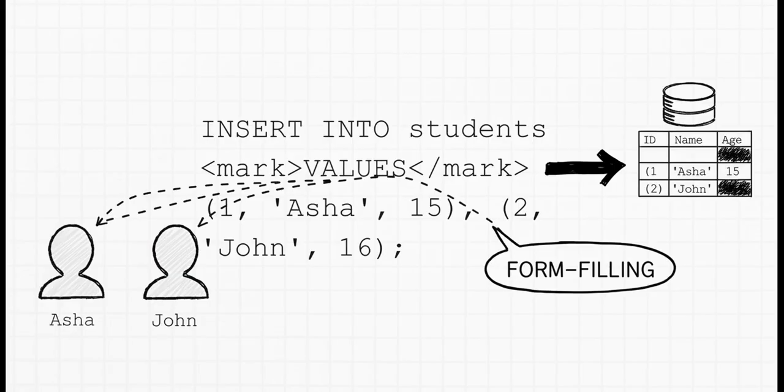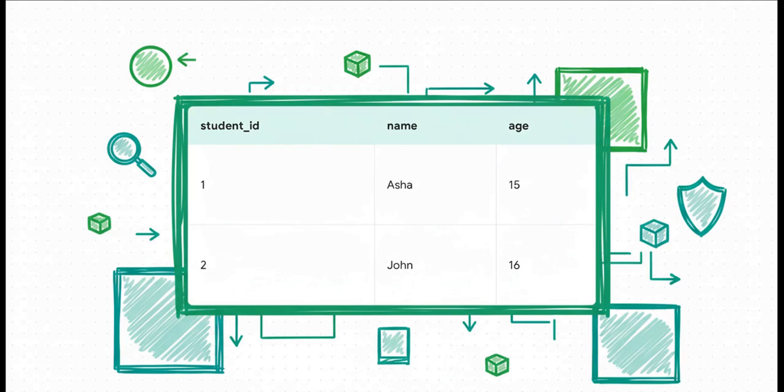We're just telling the database to put a new row into our students table with the values for our first student, Asha, and then our second student, John. Easy enough. And there we go. Our table is now populated. We've got our first two records. But here's the thing. Just storing data is kind of pointless if you can't get it back out, right? The real power of SQL is being able to ask for exactly what you need and get it instantly.